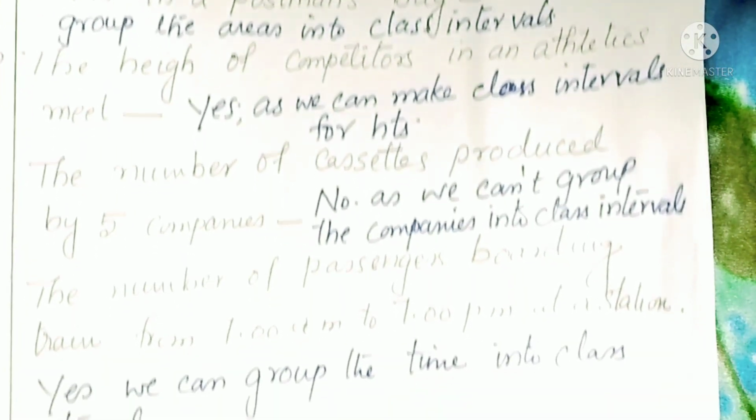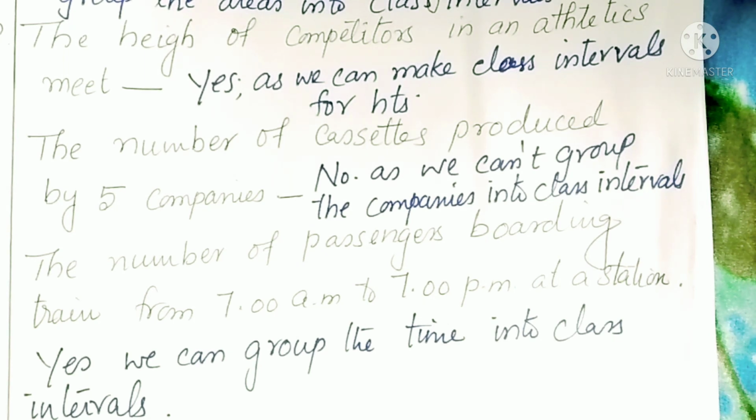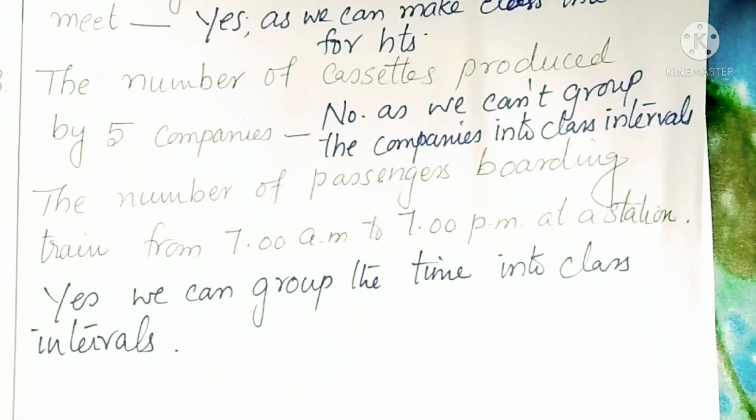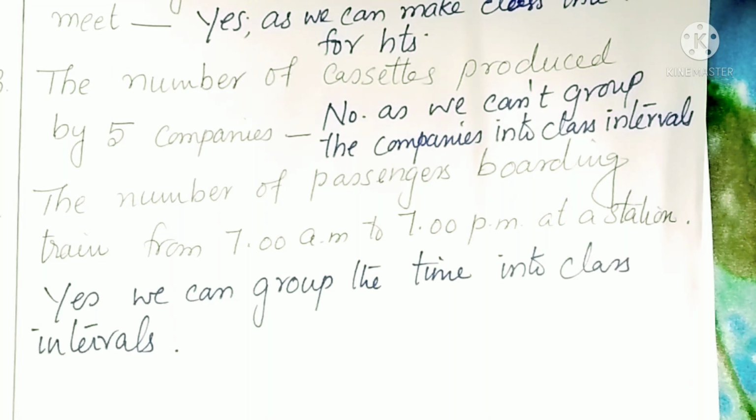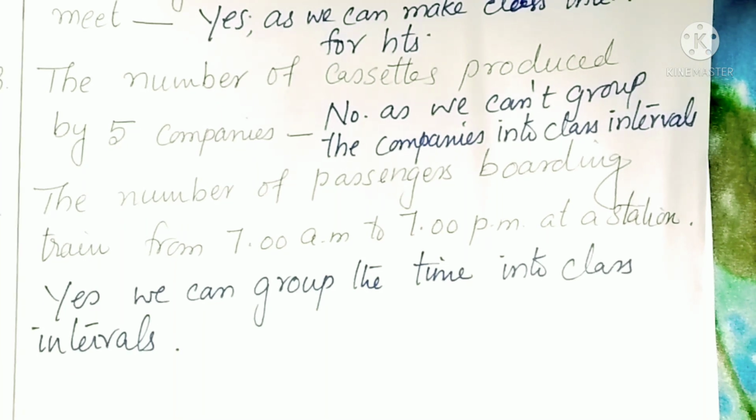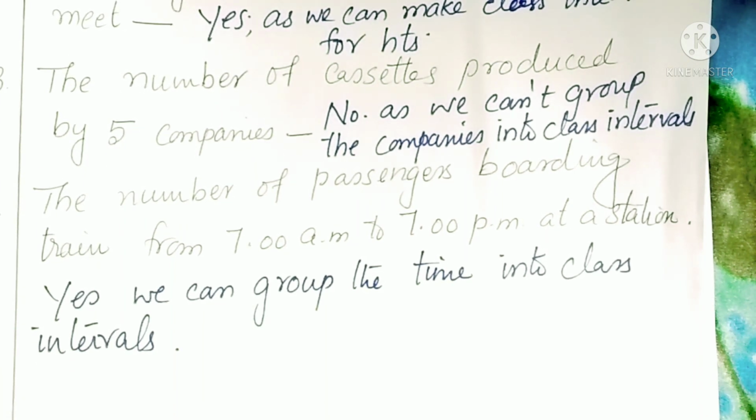The next one is the number of passengers boarding a train from 7 a.m. to 7 p.m. That is 12 hours, and we can divide it into class intervals: 7 to 8 a.m., 8 to 9 a.m., 9 to 10 a.m., like that. We can make different class intervals. So that can be shown using a histogram.